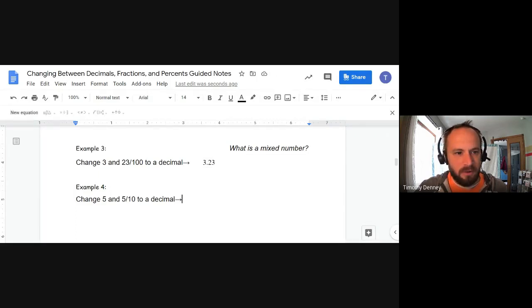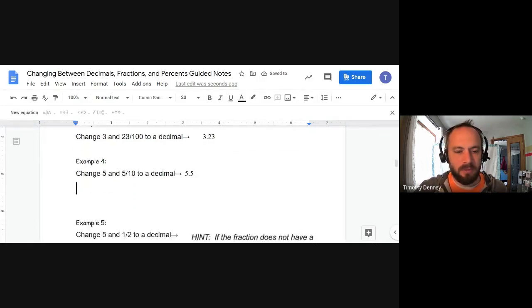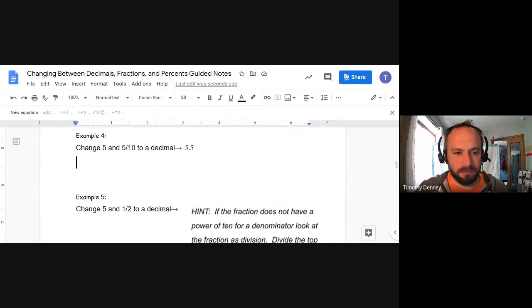All right, this one here, 5. I'm going out to the tenths place, and I have 5 of them, so 5.5. These ones are pretty simple, straightforward.